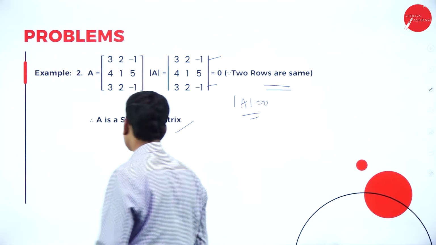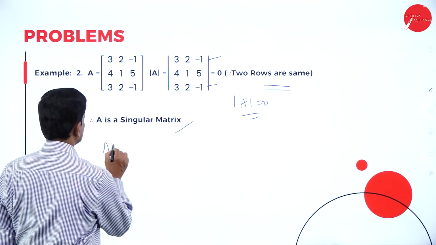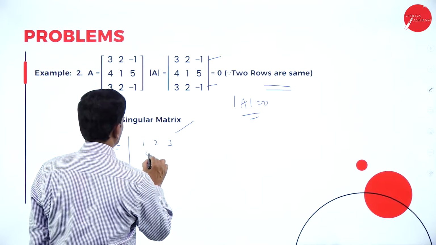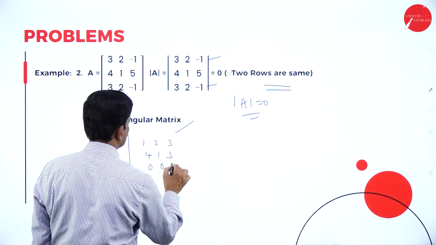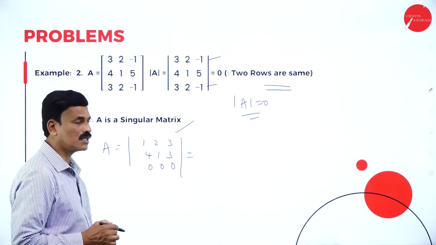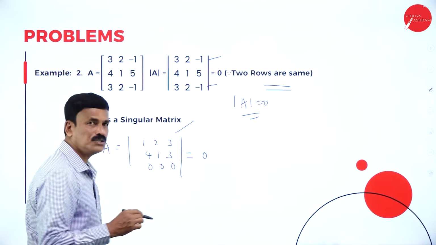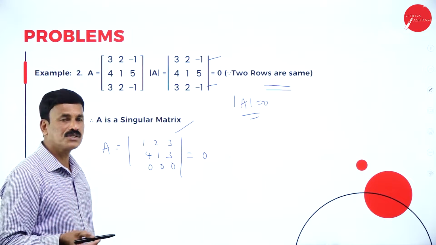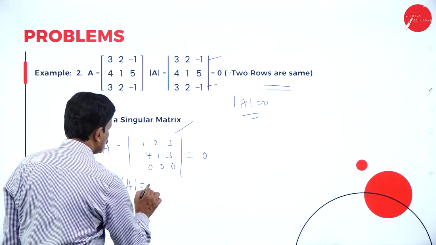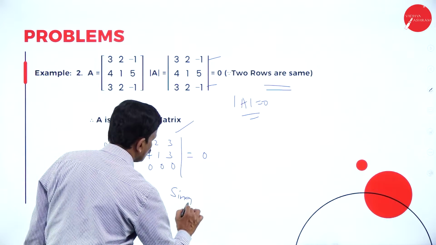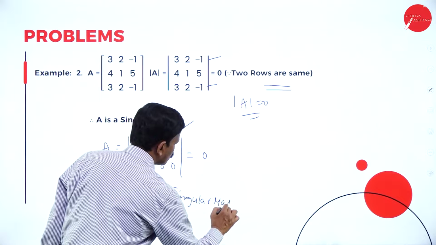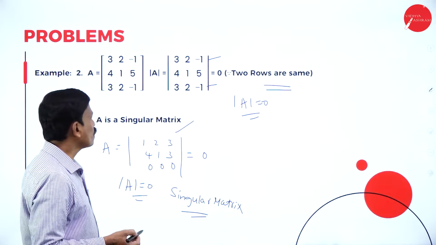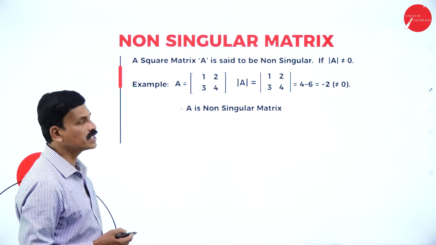Now, let me take one more example. If A is equal to another matrix [1, 2, 3; 4, 1, 3; 0, 0, 0], the value of this determinant is also equal to 0, because according to the property, if all the elements in a row or column are zeros, then the value of the determinant is also 0. So the determinant of A is equal to 0, therefore it is a singular matrix. Now let us come to the next concept, that is a non-singular matrix.